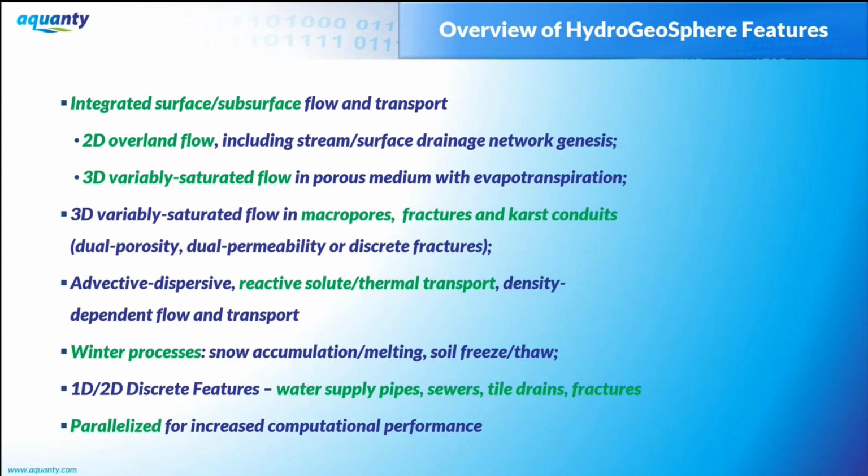Of course, we include things like evapotranspiration. That's embedded as a nonlinear term within the 3D Richards equation for variably saturated flow. As I said, you can include macropores and fractures and so on and so forth. It does advective, dispersive, reactive transport. It can include winter processes. And it's been parallelized using the OpenMP shared memory framework. We find that works best for us. Next slide.